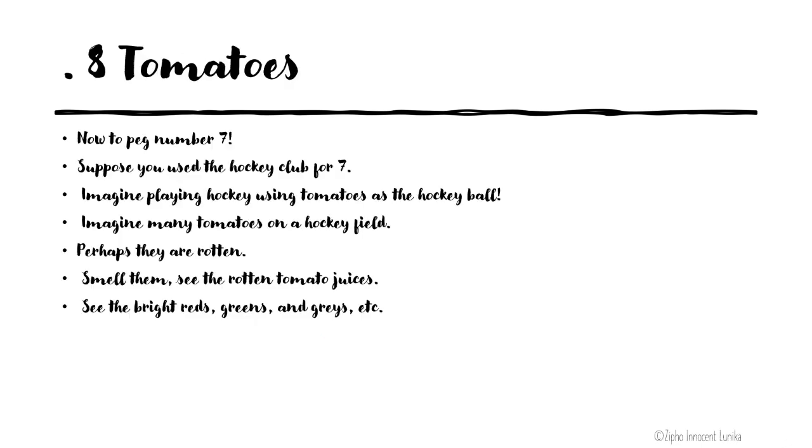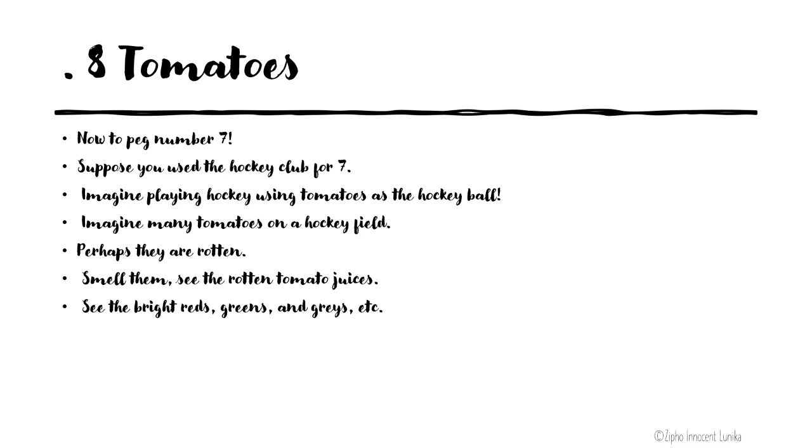Number 8, tomatoes. So we'll use peg number 7. Suppose you use the hockey club for peg number 7. Imagine playing hockey using tomatoes as the hockey ball. Imagine many tomatoes on the hockey field. Perhaps they're rotten. Smell them, see the rotten tomatoes, and use all the elements of memory, etc.